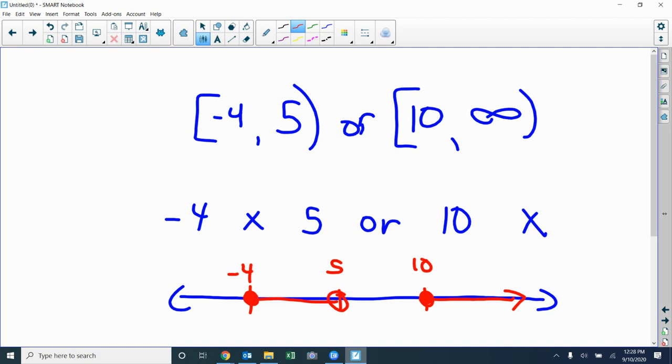So what's going on with 4? What does X need to be? Greater than or equal to, but it also needs to be less than 5, doesn't it? What does it need to be at 10? X needs to be what? Greater than or equal to. Now don't forget, X such that, true.